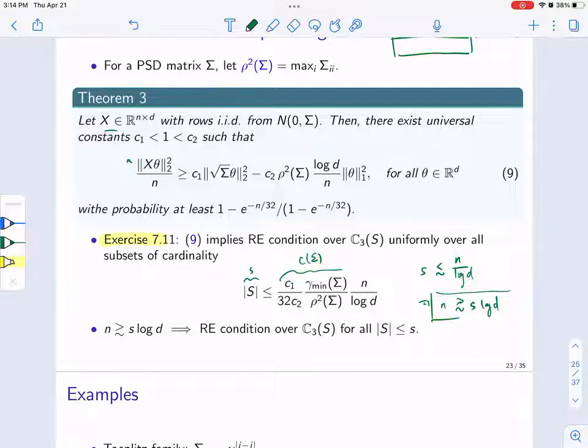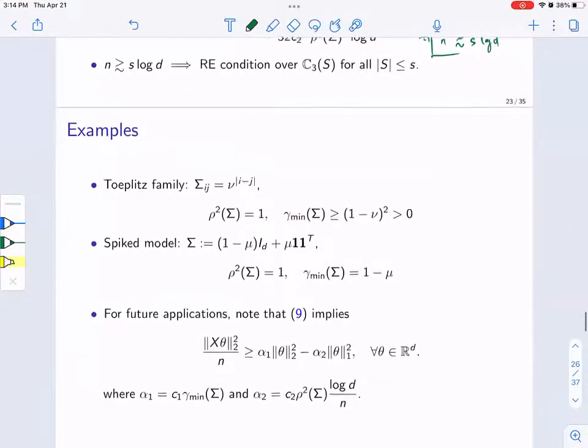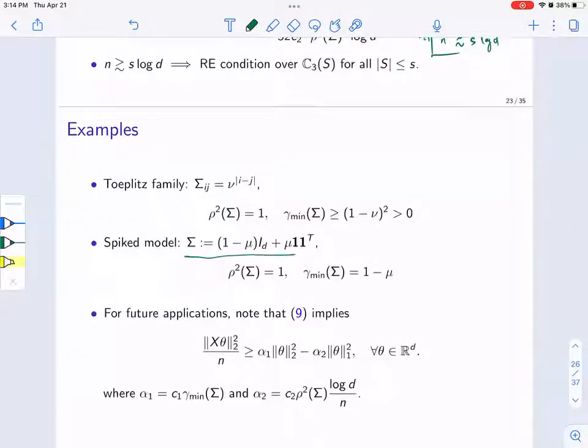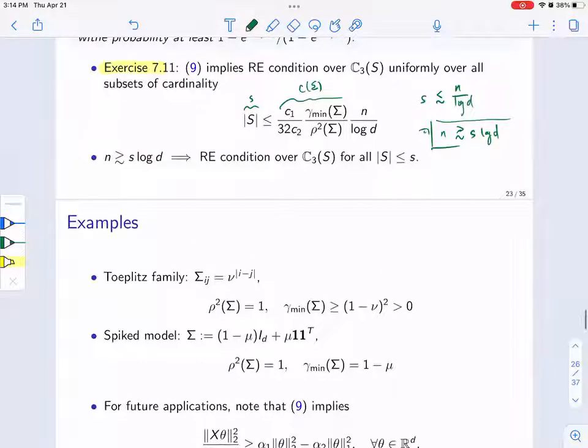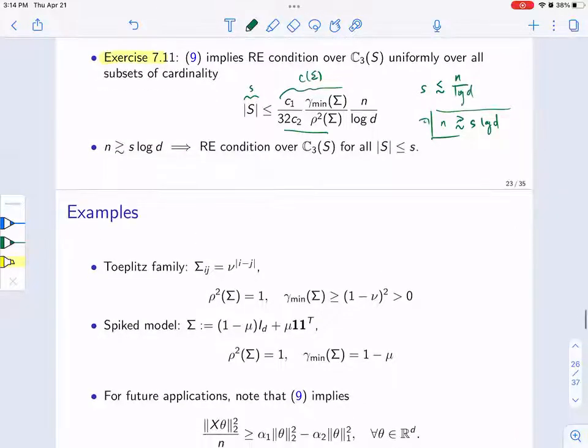So this, for example, holds. Remember this matrix that we had, the spike covariance matrix. You can see the diagonal is just 1, so rho squared is 1. Lambda min is 1 minus mu. We did the calculation. And so for any mu other than 1, this would be just some constant. And so the RE condition is verified for this.